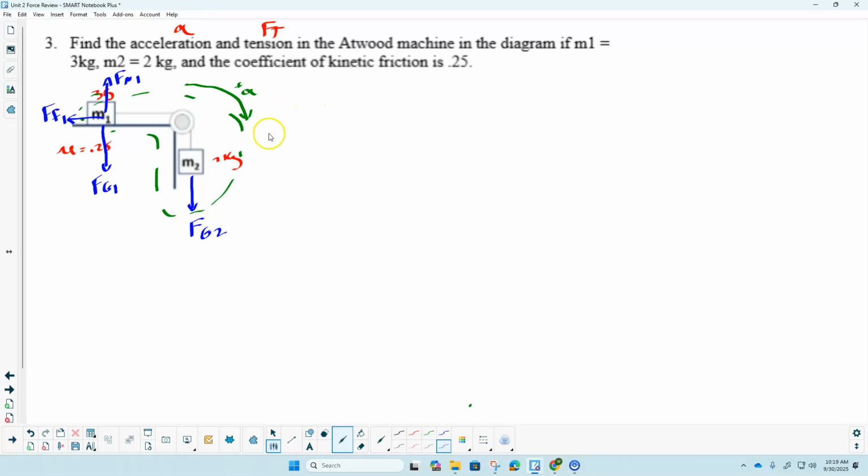So we've selected our system, we've drawn our free body diagram, now we need to come up with our equations. Just a couple things, we can calculate the gravity, so let's go ahead and do that. So force gravity 1 is M1 times G, so it would be 3 times 9.8. So 3 times 9.8 is something like 29.4 newtons. For the force of gravity of 2, that would be M2 times G. So that would be 2 times 9.8, which is just 19.6.